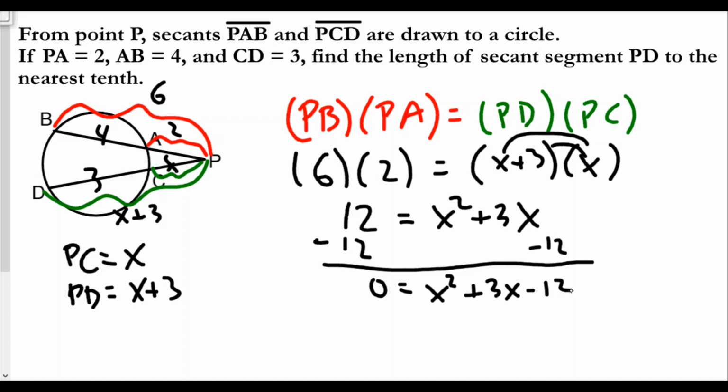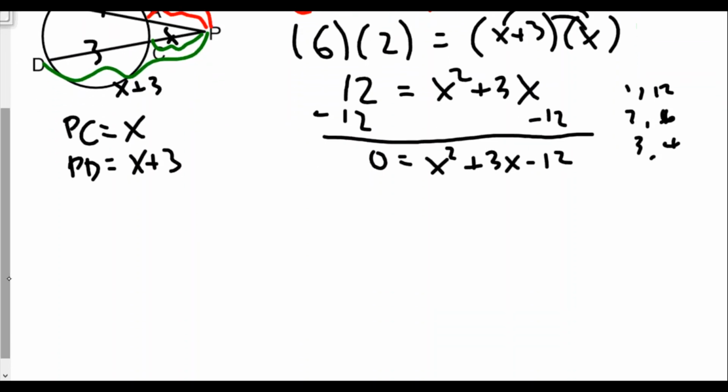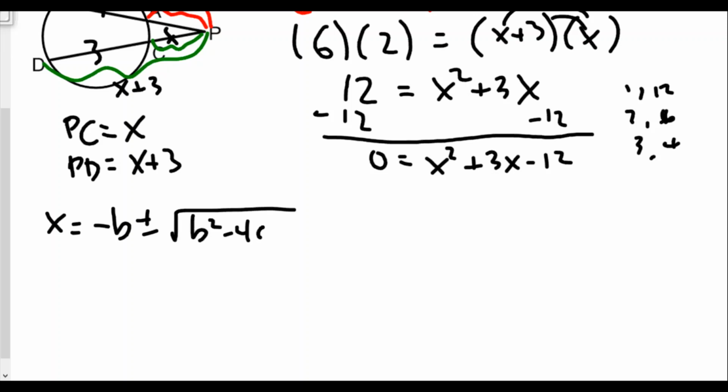Okay, so normally when I factor, I try to find two numbers that multiply to 12 and subtract to 3. And the pairs that multiply to 12 are 1 and 12, 2 and 6, and 3 and 4. And none of those pairs of numbers actually give me a value that subtracts to 3. So we have to use the quadratic formula, all right? And so now for the quadratic formula, we're going to do the following. The quadratic formula is x is equal to negative b plus or minus the square root of b squared minus 4ac all over 2a.